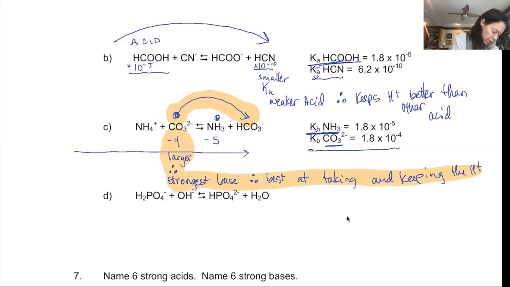Reaction will go over here. We have a K again that is greater than 1. Up here we said we'd have a K that is greater than 1. All right.